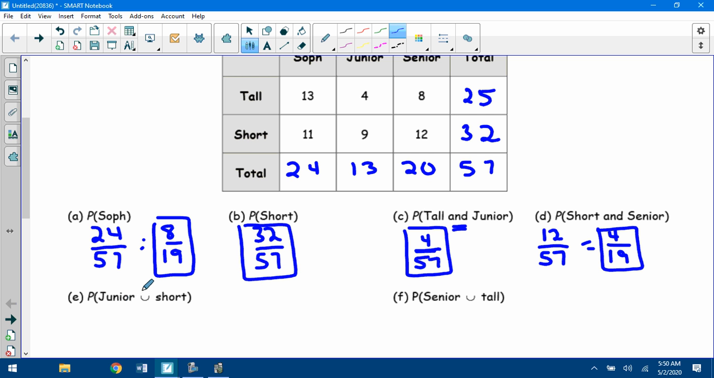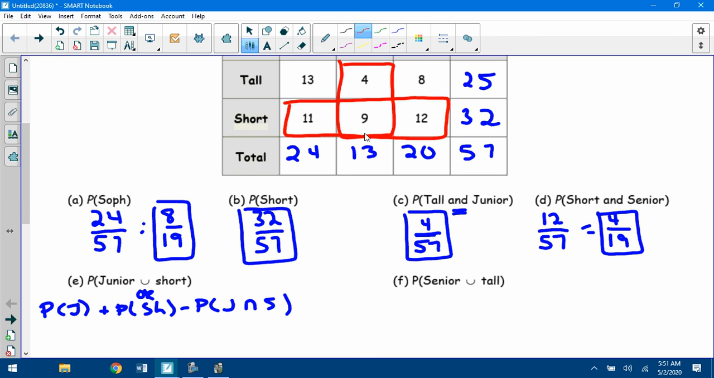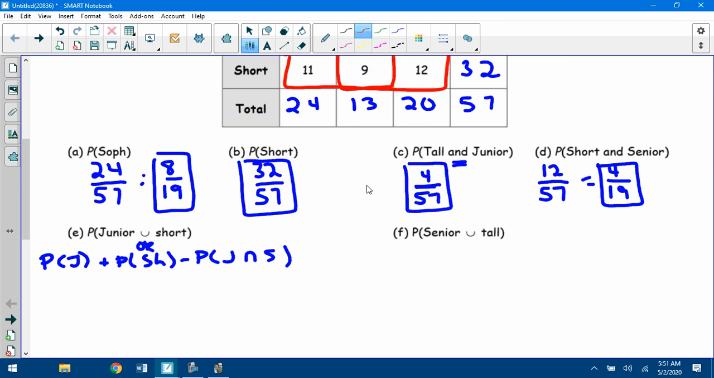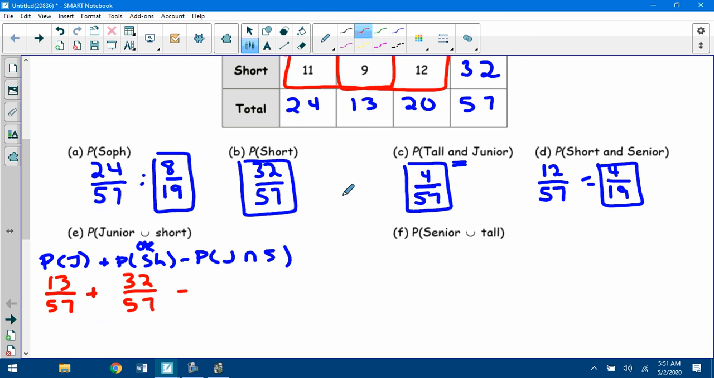Junior or short, what's this mean? You could either use the formula for this, or you could count smartly in the table. We could do probability of junior plus probability of short minus probability of junior and short. Or you could look at the junior column and the short row and just make sure you're not double counting that 9. So first, using the formula, probability of junior is 13 out of 57 plus probability of short is 32 out of 57 minus the probability of junior and short is 9 out of 57.